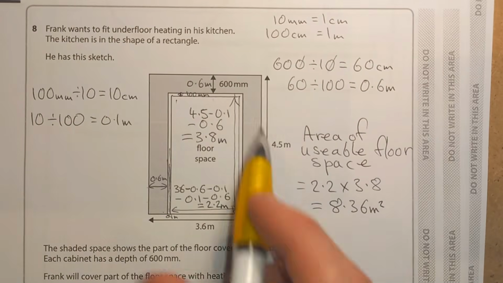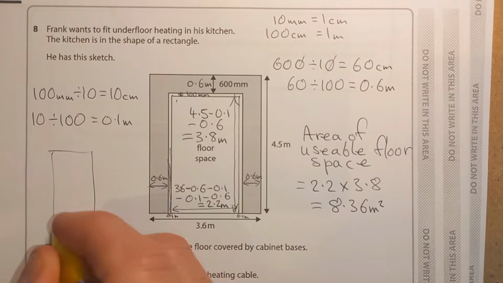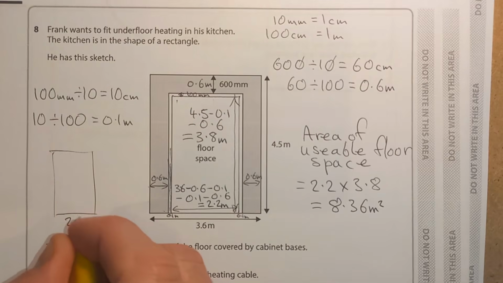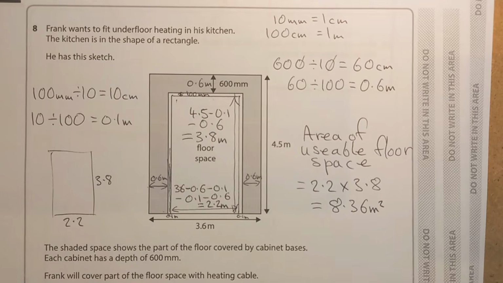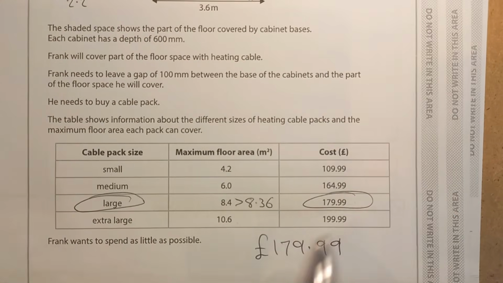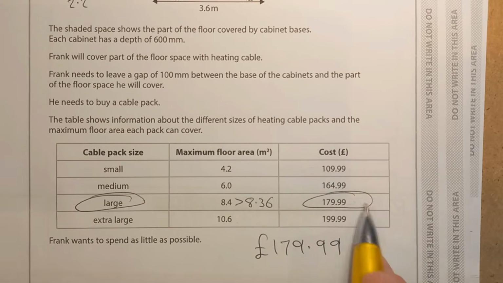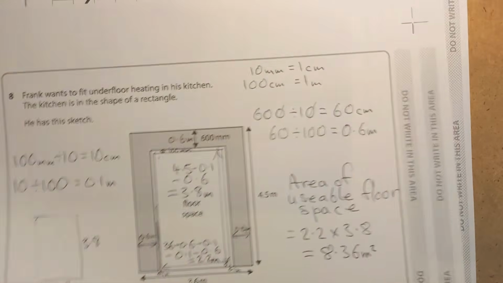It can get a little bit messy on here, so what you might want to do is draw your own new little sketch with your diagram, with your 2.2 and 3.8, something like that. It just helps, because you can get a lot of distractions on here. But essentially this is what we've done, and we've worked out the area of this one and then compared it with the values in the table to find the cable pack we need and the cost of that pack.